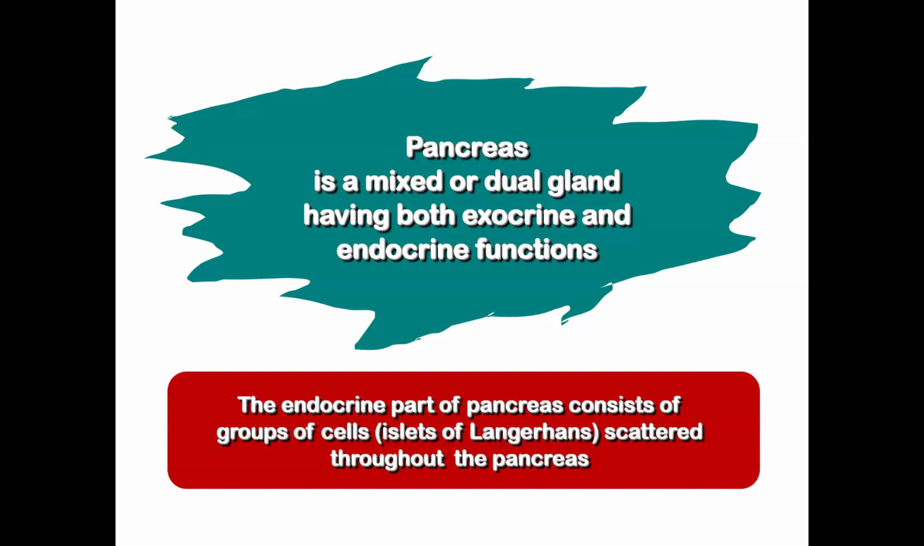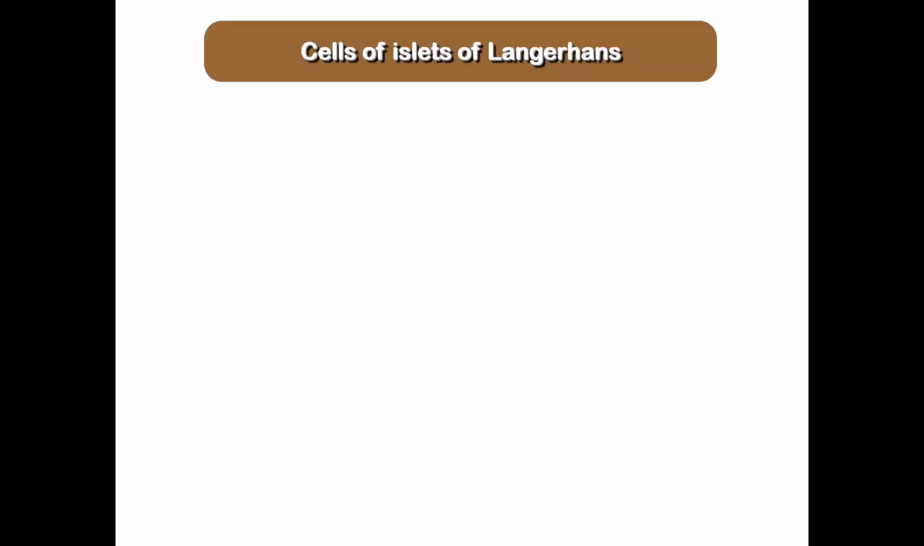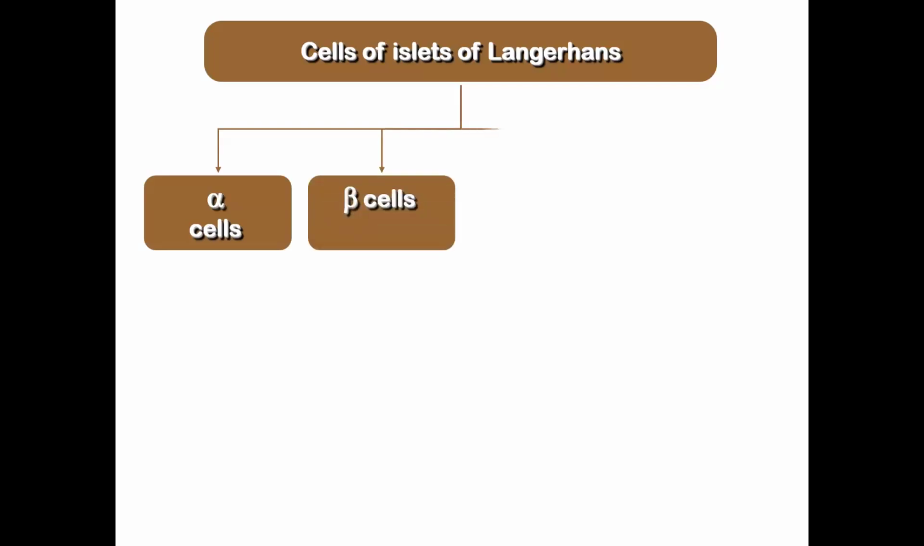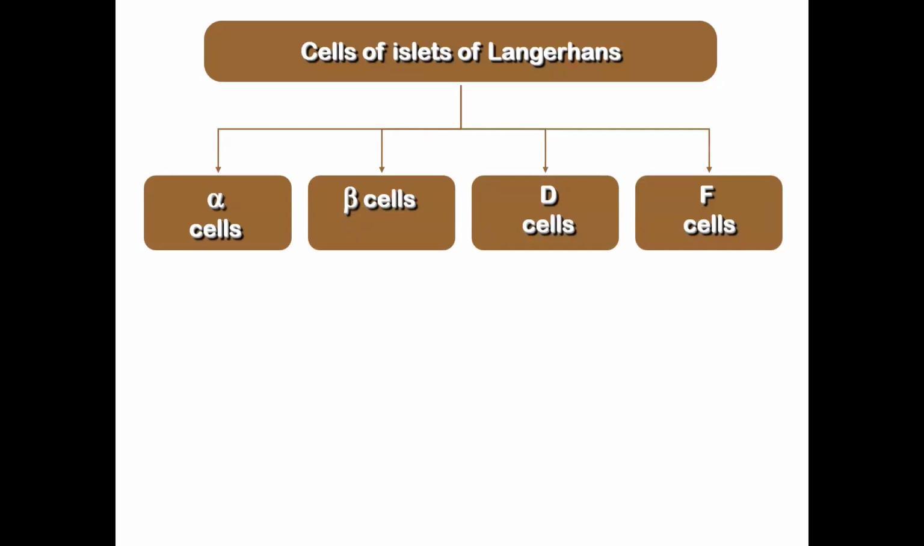The endocrine part of the pancreas consists of different groups of cells, and these groups of cells are scattered throughout the pancreas and are known as islets of Langerhans. Langerhans was the name of the scientist who first discovered these cells. The cells present in the islets of Langerhans are alpha cells, beta cells, delta cells or D cells, and F cells. So there are 4 different cell populations: alpha, beta, delta, and F cells.